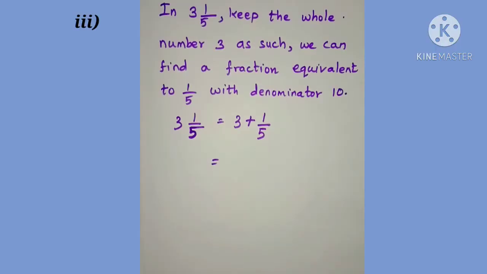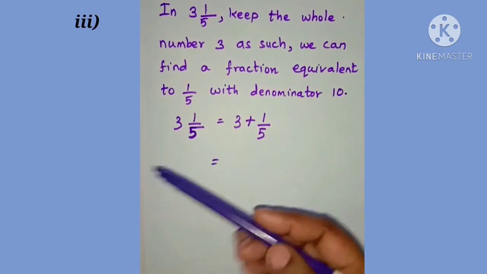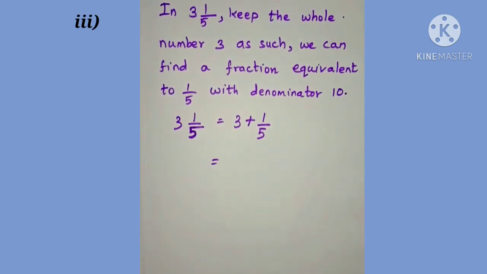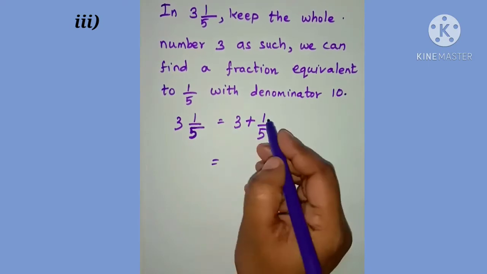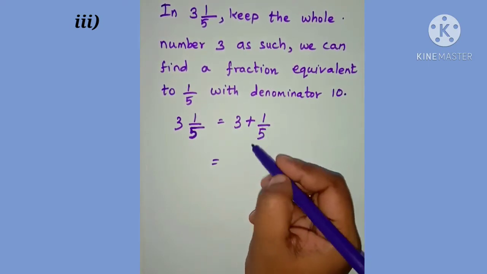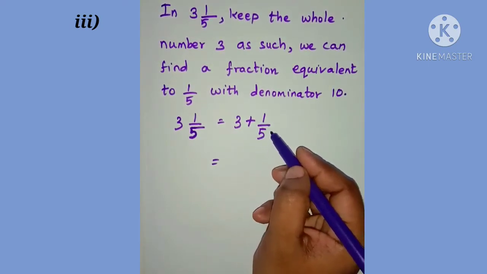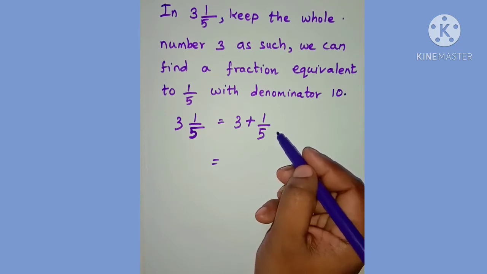Students, write the following fraction as a decimal. If a mixed fraction is given, what will we do? Keep the whole number 3 as it is. We can find a fraction equivalent to 1 by 5 with denominator 10. So this is one type. 3 1 by 5 can be written as 3 plus 1 by 5. So now we are going to change the fraction 1 by 5 to an equivalent fraction with denominator 10.